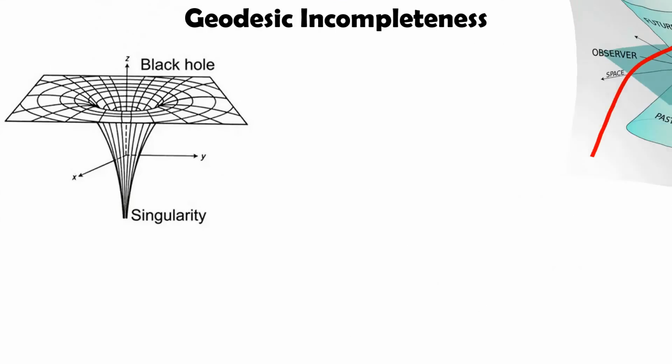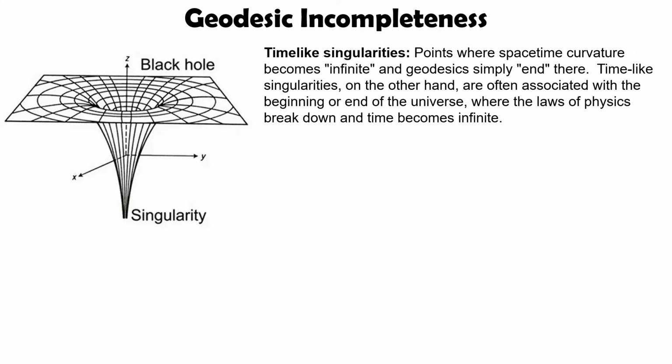And this geodesic incompleteness leads us to a few important points which we need to mention. First is that points where space-time curvature becomes infinite and geodesics simply end there. These are called timelike singularities. Timelike singularities, on the other hand, are often associated with the beginning or end of the universe, where the laws of physics are breaking down.